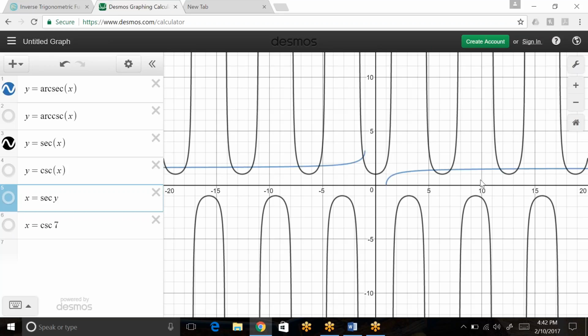Notice that they give you just two little chunks. Now you think, well, why didn't they give me a full parabola shape? There's a reason for that. Because if you had a parabola here, you would fail the vertical line test.